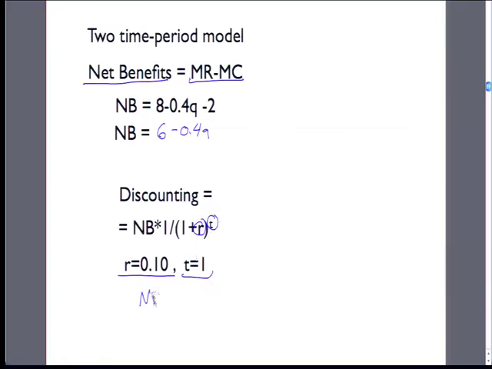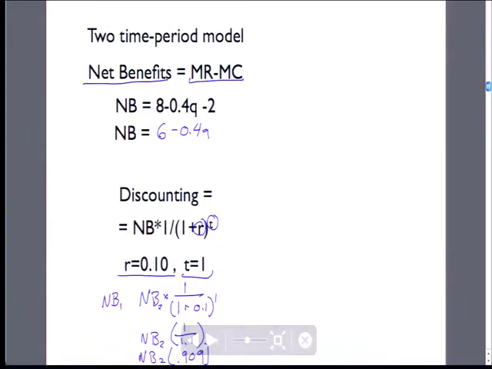So it's going to be the net benefits times 1 over 1 plus 0.1 to the 1, because that's one time period and the interest rate is 10%. So the net benefit in time period 1 equals the net benefit in time period 2 times this discounting factor. So the net benefit times 1 over 1.1, right? So let's think about this term. What's 1 over 1.1? 0.909. So this little term is our discounting term.